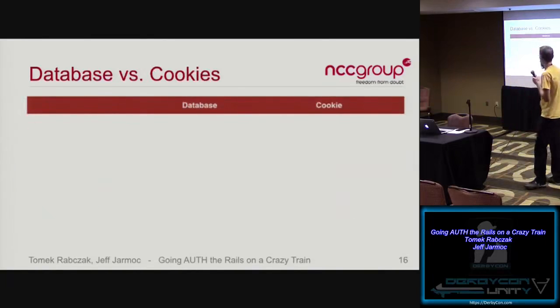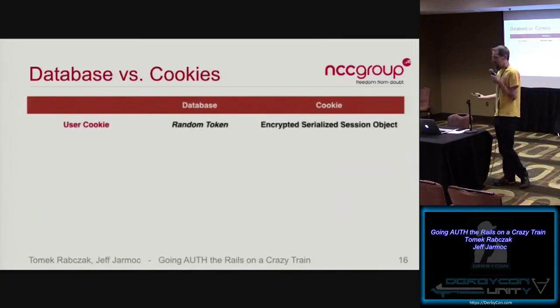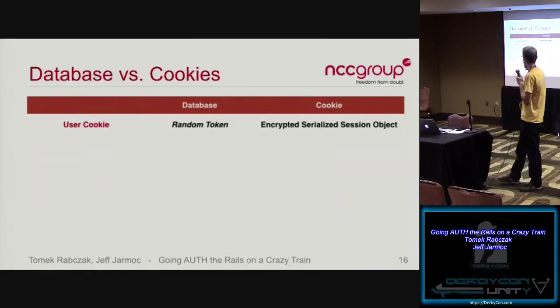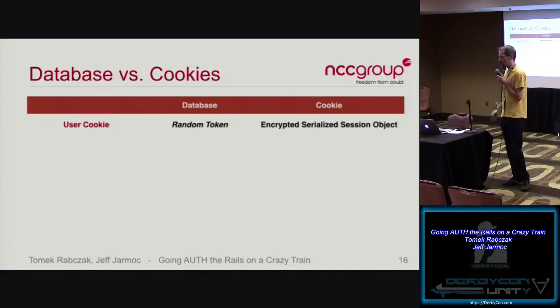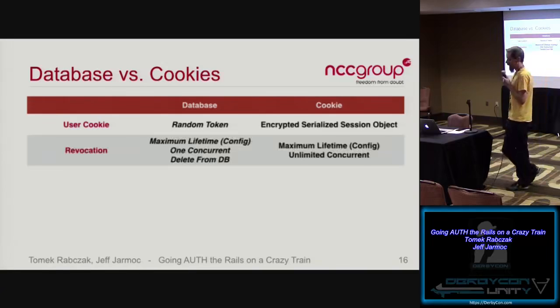So there's pros and cons of each of these approaches. On the database front, the user cookie is just a random value. As I mentioned, on the serialized cookies, it's an encrypted serialized object. I've italicized here the database column because I feel like that's a win for database sessions, that there's a little bit less attack surface exposed.